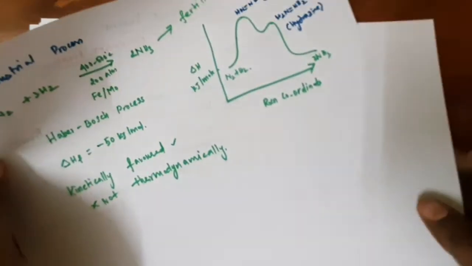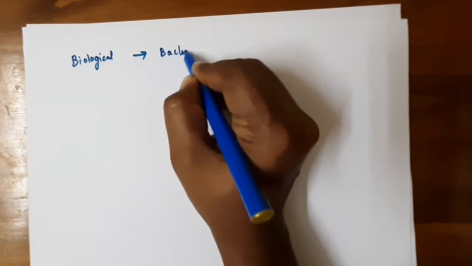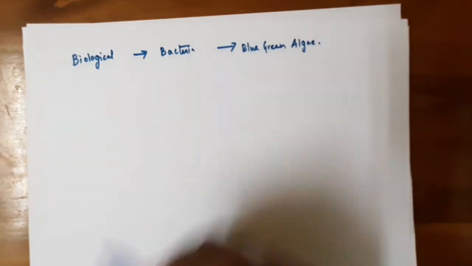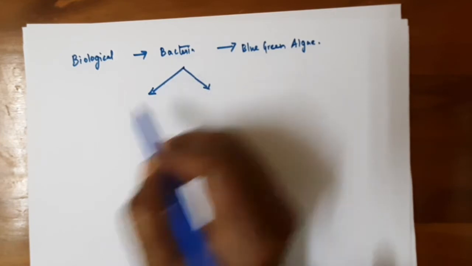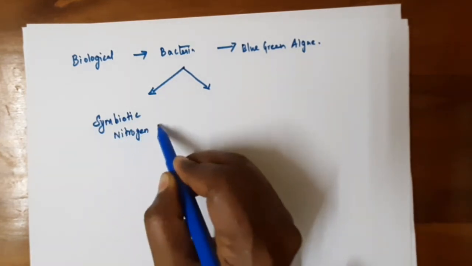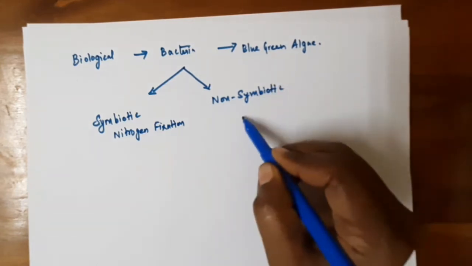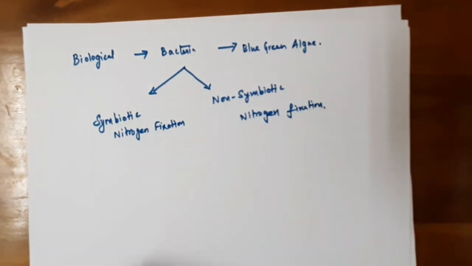Now, when we look at the biological synthesis of ammonia, in the biological system, certain bacteria and blue-green algae are involved. In the biological system, two types of nitrogen fixation happen: one is symbiotic nitrogen fixation, and the other is non-symbiotic nitrogen fixation. What do you mean by symbiotic and non-symbiotic nitrogen fixation?